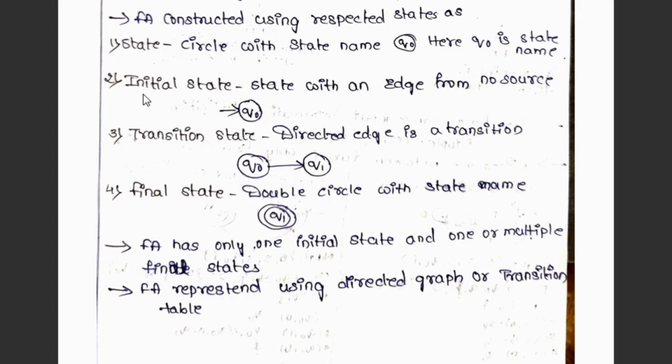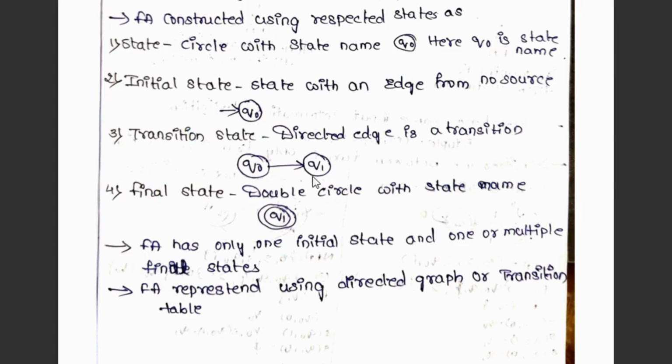Okay, now how to represent the initial state? How can we understand this is the initial state? A state with an edge from no source. This is nothing but a state with a circle and the state name. To identify a particular state as the initial state, we represent it with an arrow. This arrow is coming from no source. To say more simply, this arrow is coming from nowhere. So we represent the initial state with an arrow with no source, pointing to the state with its name inside.